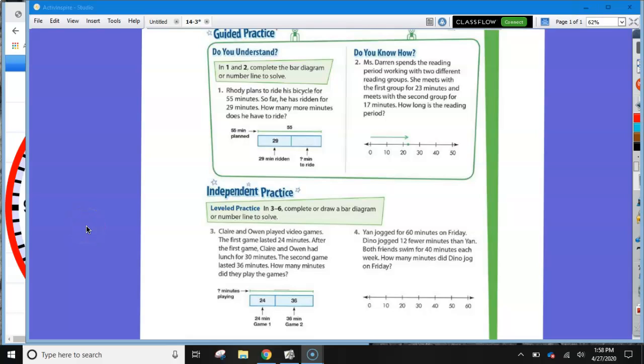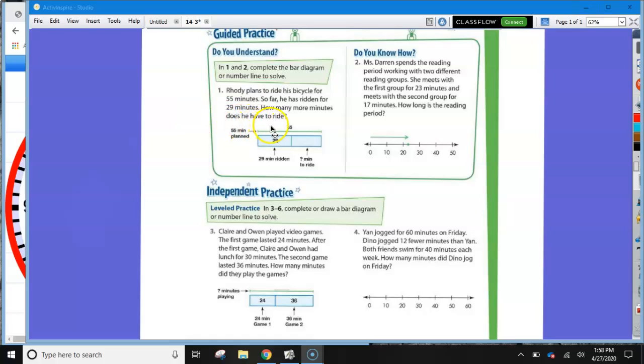Hi friends, so we're going to look at some word problems related to time. So number 1 says Rody plans to ride his bike for 55 minutes. So far he has ridden for 29 minutes. How many more minutes does he have to ride?